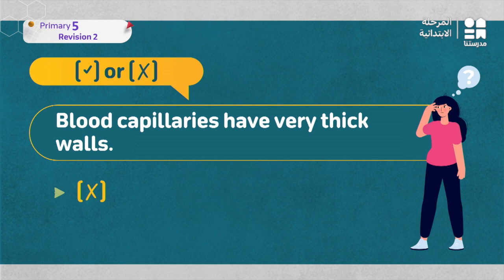Here they can also ask a give-reason question: why do blood capillaries have very thin walls? To allow blood to transfer oxygen to all the body cells and to also transfer carbon dioxide and wastes away from the cells.